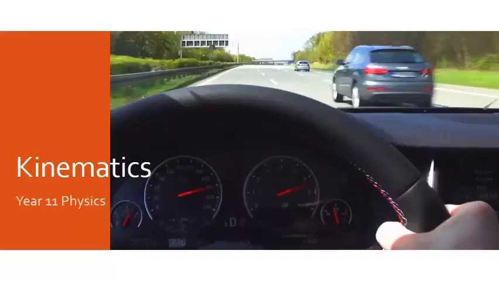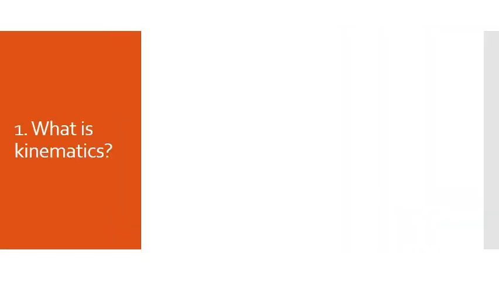So let's look at kinematics, and you can see from the picture that this deals with speed and velocity. If you look very carefully, you can see around about here the speedo is reading 270 kilometers an hour in this BMW M series, going very fast along the autobahn where it's legal to go that fast. So what is kinematics?